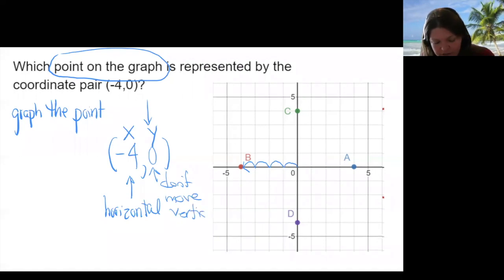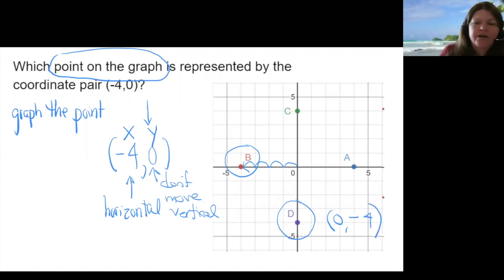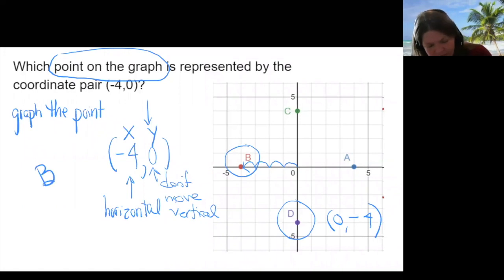Point B, very nice. Now, the most common incorrect answer is D, so be careful. This has no horizontal movement, but has a downward or vertical movement of -4. Wonderful. So yeah, I agree. Nice job, Manal. B is the correct answer.